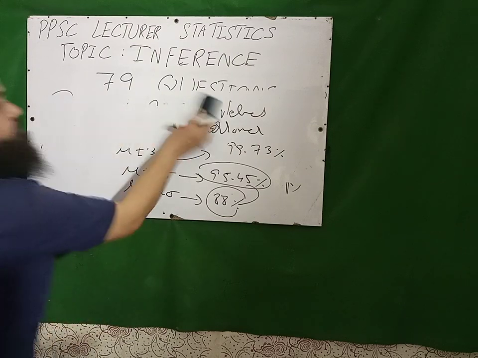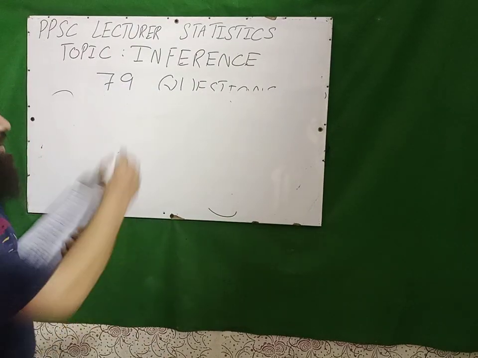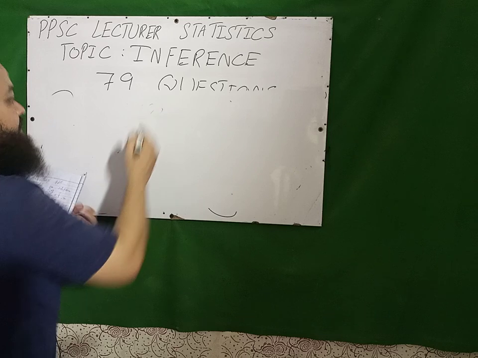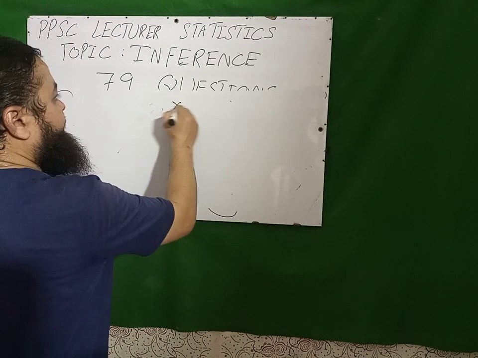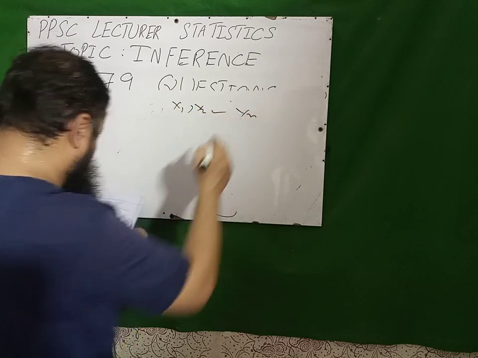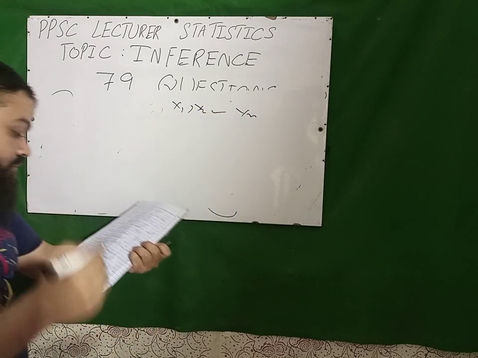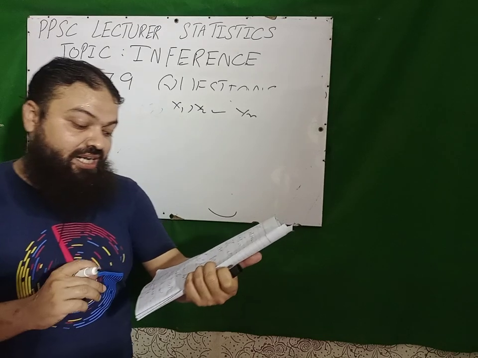Next question is also very important. Let x1, x2, up to xn be a random sample from the normal population. Mu and sigma square are unknown.